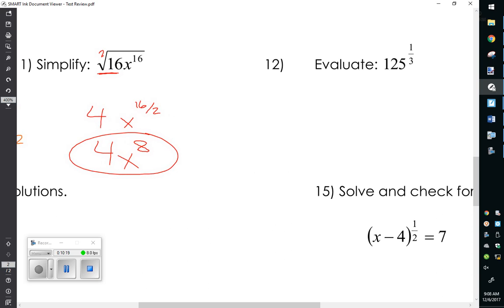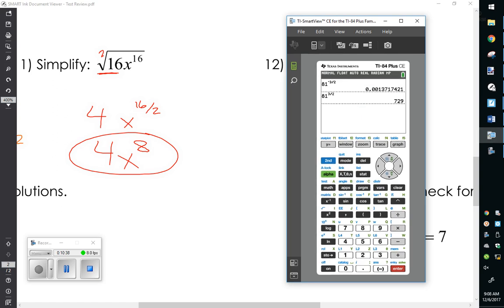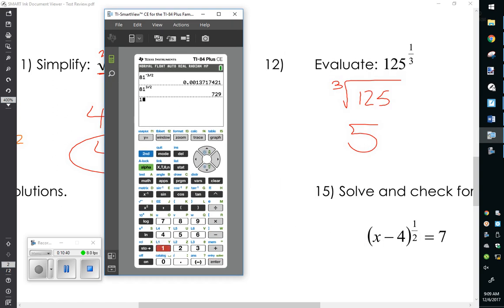The next one says 125 to the 1/3 power. It means what number could you multiply together 3 times to get your 125? That one's easy. It's just 5. If you can't do that, it's the same thing as the cube root of 125, or you can just type it into your calculator. 125 to the 1/3 power. 5.